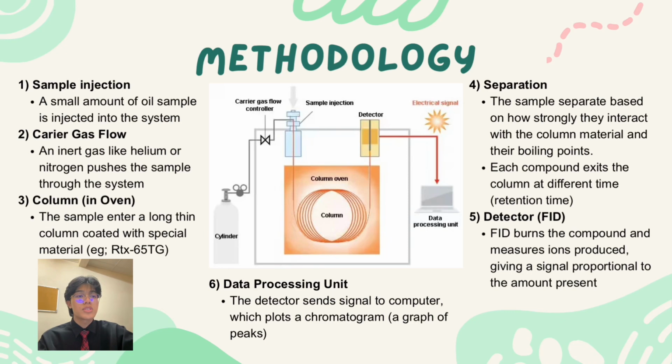Fourth, separation process. The sample will separate based on how strongly they interact with the column material and their boiling points. Each compound will exit the column at different time, which is their retention time. Fifth, detector. The detector used in this experiment is FID, which is flame ionization detector. The FID will burn the compound and measure the ions produced, giving a signal proportional to the amount present. Lastly, data processing unit. The detector will send signal to the computer and it will plot a chromatogram, which is a graph of peaks.